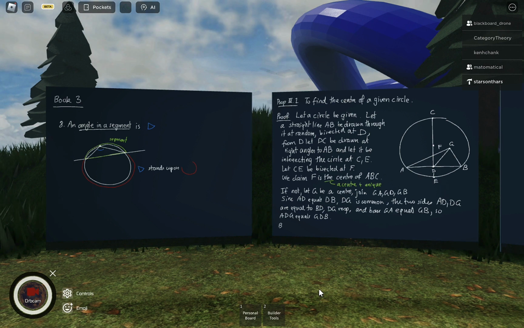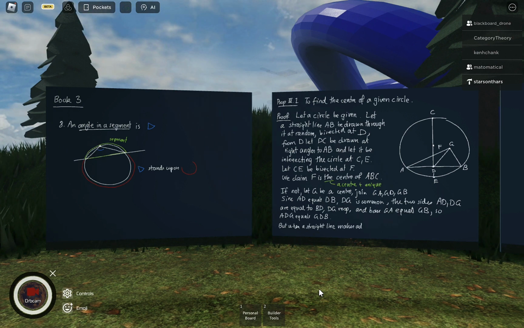Okay, but when a straight line set up on a straight line makes the adjacent angles equal, each is a right angle. Okay, so both of these must in fact be right angles. But FDB is also right.